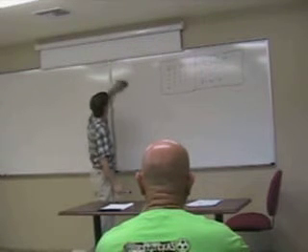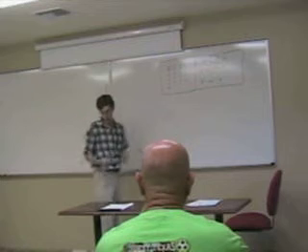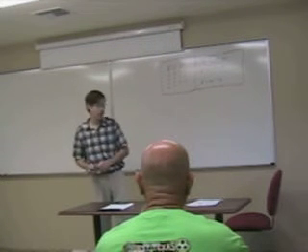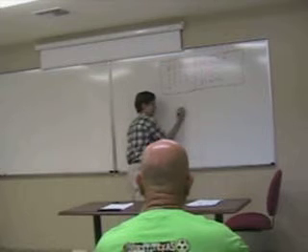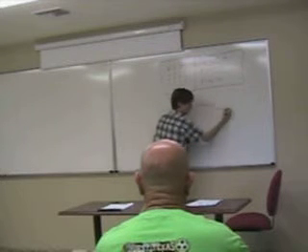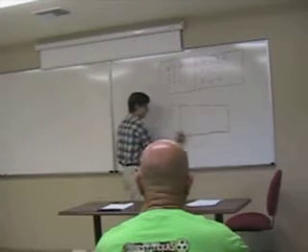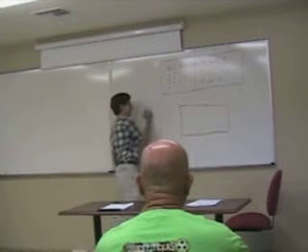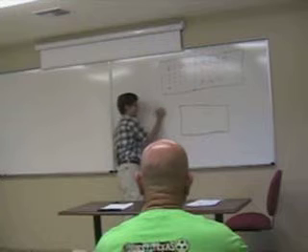First of all, let's talk about a reason why we would need FOIL, a reason why we would ever use it. Real quick, the easiest way I could explain it: how do you find the area of a rectangle? Length times width. Area equals length times width.